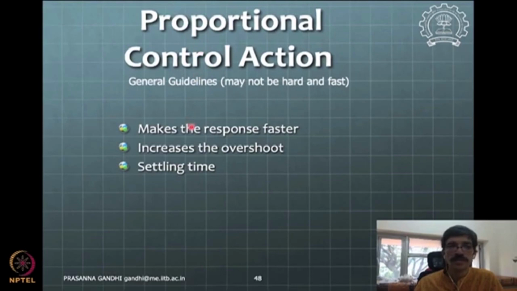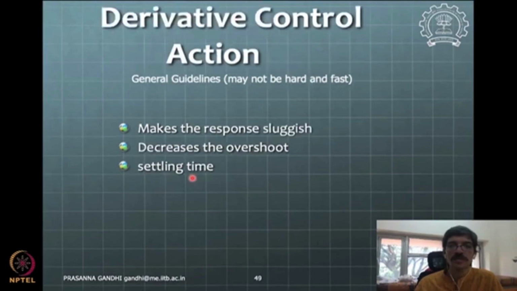Proportional control action will typically make the response faster, increase the overshoot, and increase the settling time. If you use a higher and higher Kp gain, it amounts to increasing the settling time also. Although the response is faster, the settling time also increases. So for the settling time to decrease, we will use the Kd gain. This derivative action decreases the overshoot and also decreases the settling time, but the response is a little bit sluggish. So the combination of Kp and Kd gives you the possibility of a nice response.